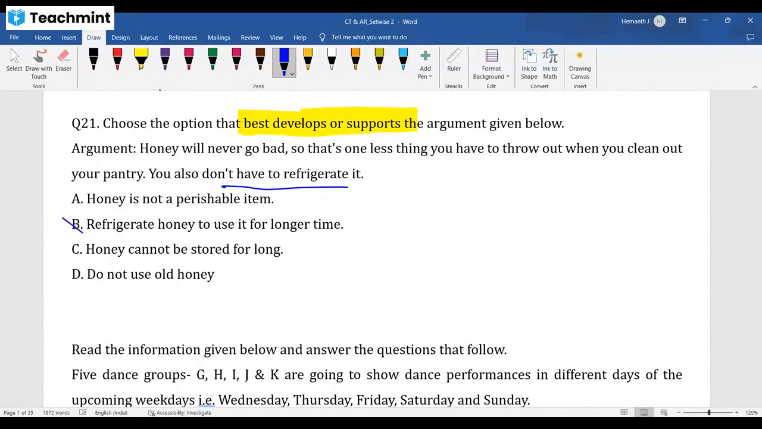They said you don't want to refrigerate it. Honey cannot be stored for long: they said it can last a long time. They're not discussing old honey. This is also weakening the argument. Okay, it's not a perishable item.